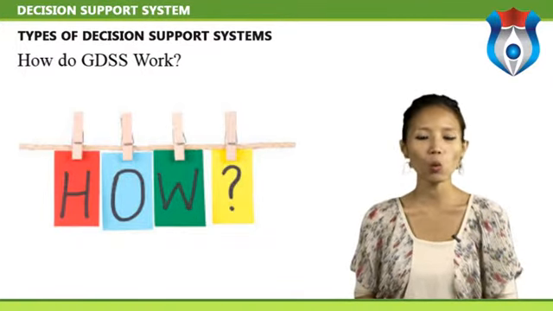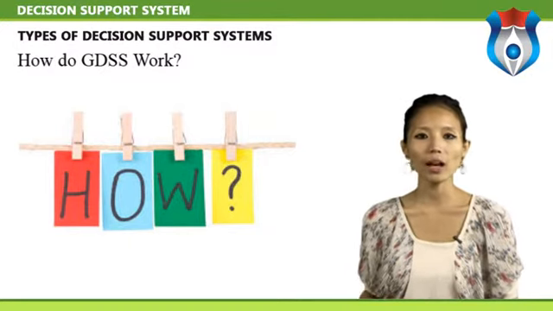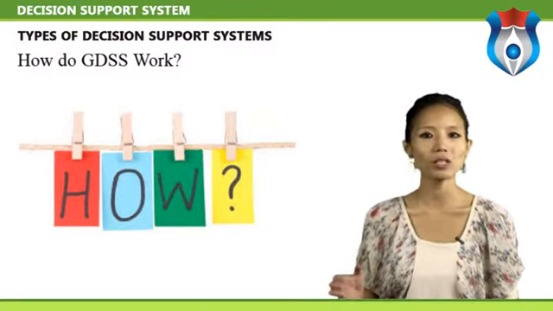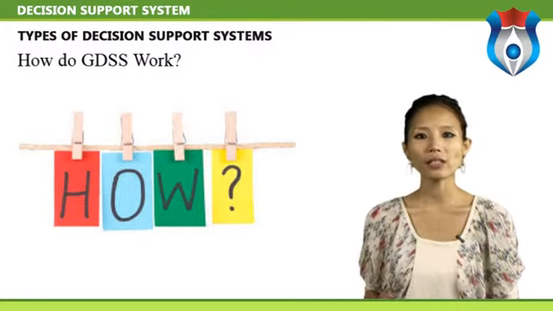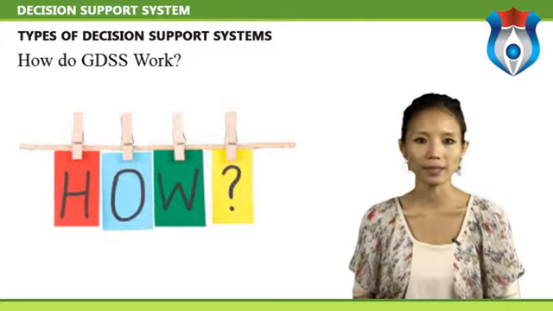In the course of the whole meeting, GDSS stores, categorizes and prints out all the ideas, comments and vote tallies so that each of the meeting participants will get a summary of the meeting when it ends.